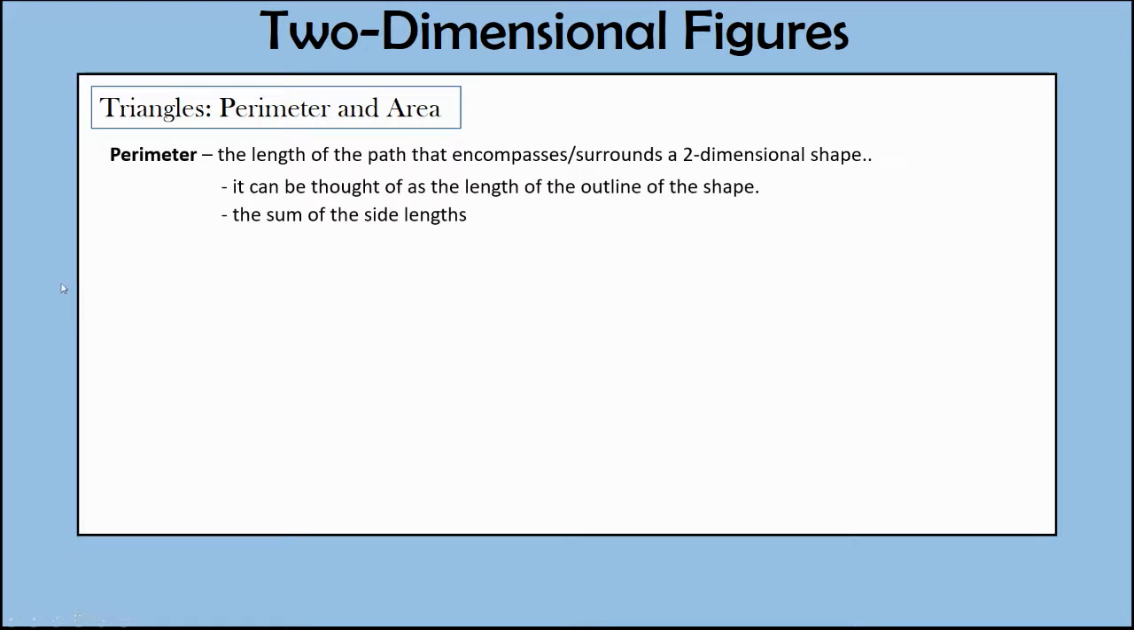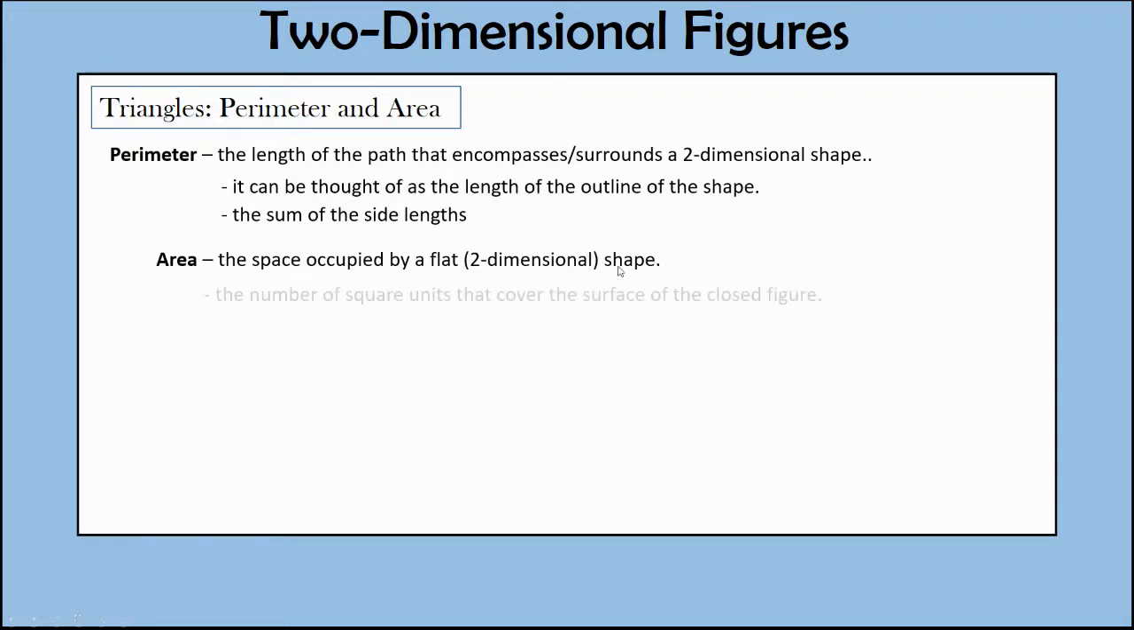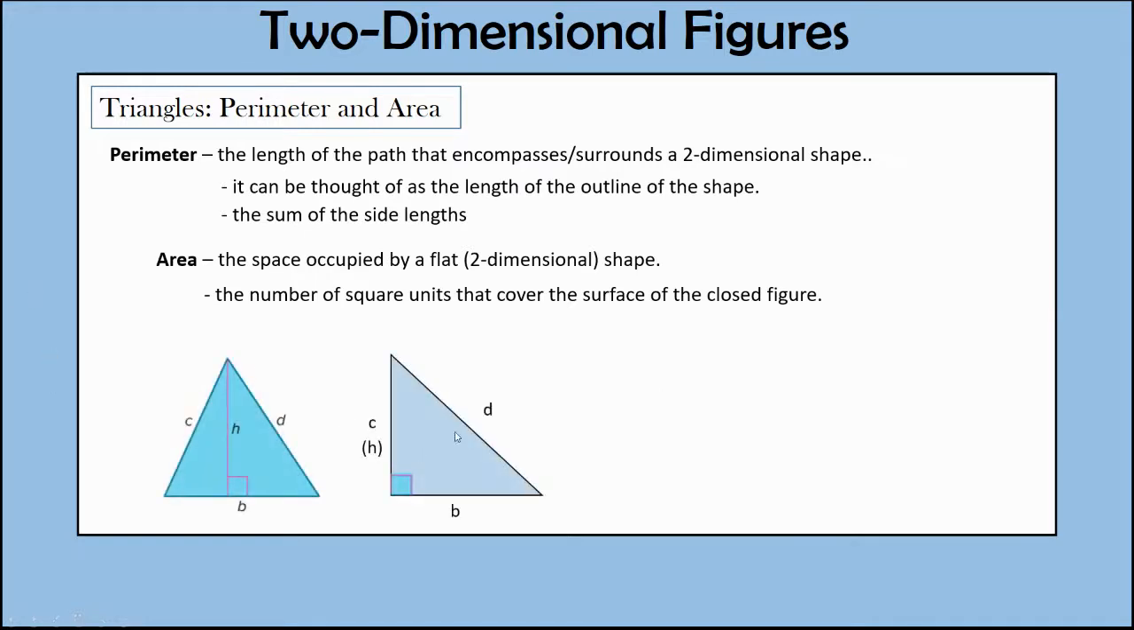Okay, now area is defined as the space that's occupied by a flat, two-dimensional shape. Technically, it's the number of square units that cover the surface of that closed figure. Okay, so today we're going to begin with triangles. All right, and I gave you two different triangles to look at here for starters.